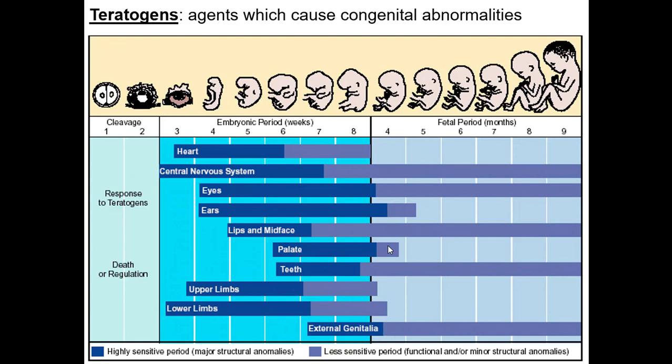These are called teratogens. Teratogens are agents that can cause congenital abnormalities. They could include marijuana, tobacco, alcohol.